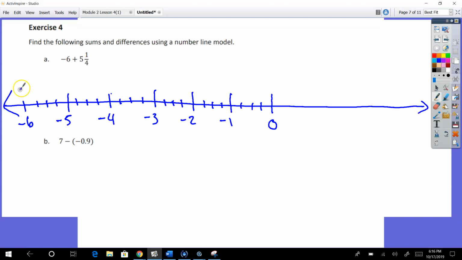Okay, so here's your number line. You started your tail at -6, and then you went to the right. 1, 2, 3, 4, 5, and then 1/4. So your answer would be right here. -1/4, -2/4, -3/4 is your answer. So it's equal to -3/4. I don't know why I put that in parentheses.